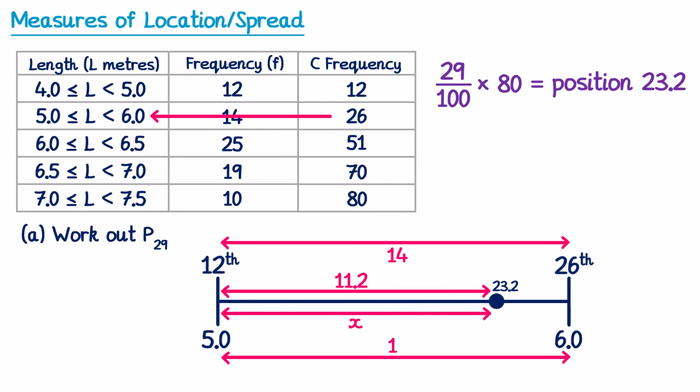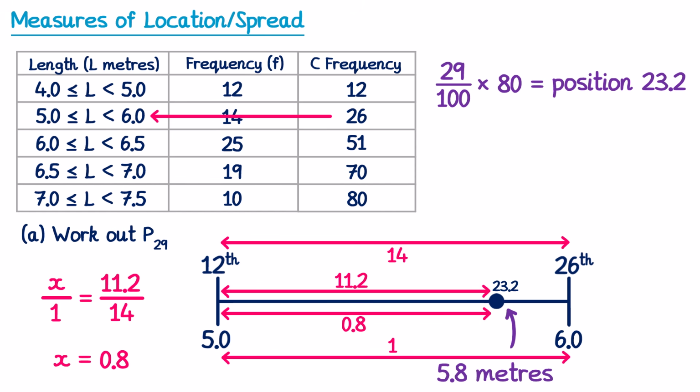We then set up the equation, so x over 1 is 11.2 over 14. Well, this one we just multiply both sides by 1, which actually gives you the value of 0.8. So x is 0.8. So, to find this value here, we just add 0.8 to 5, and we get 5.8 meters. So P29 is 5.8, and that's the answer to the question.